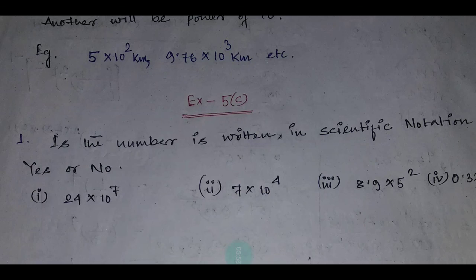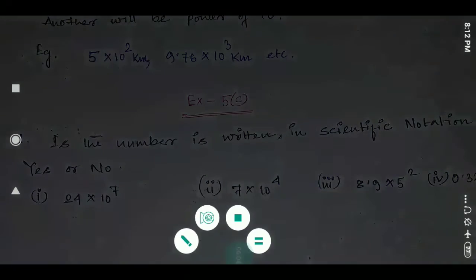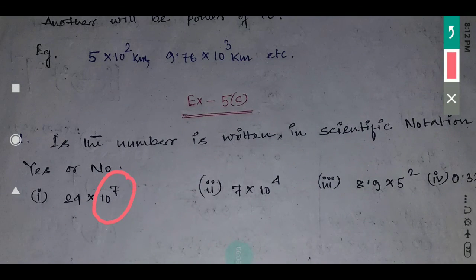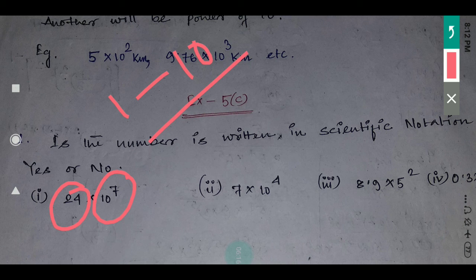Is the number written in scientific notation? Yes or no? See, the first number is given as 24 into 10 power 7. This is a power of 10. But 24, is it between 1 to 10? If you write 1, 2, 3, 4 like this, 24 will not come in between there. That means 24 is out of this range. So that's why it is not in scientific notation.